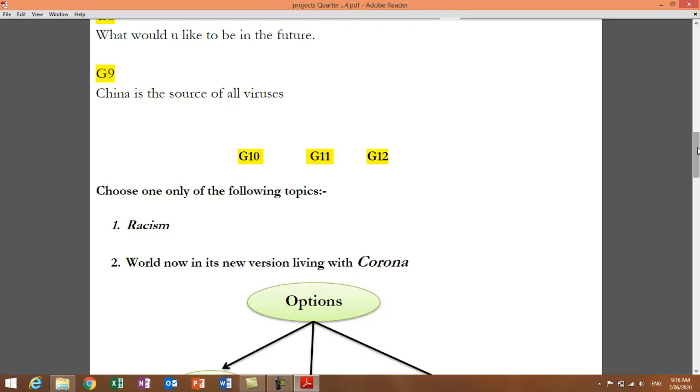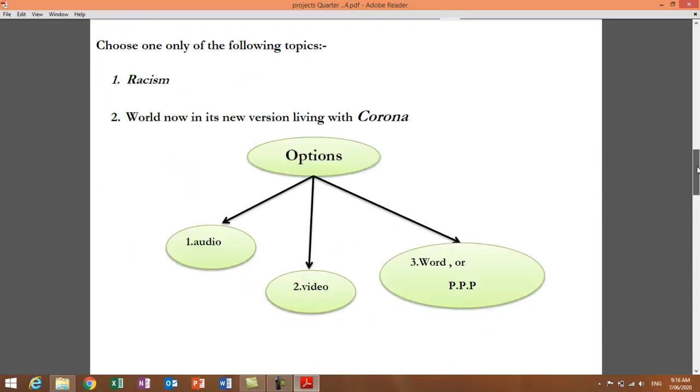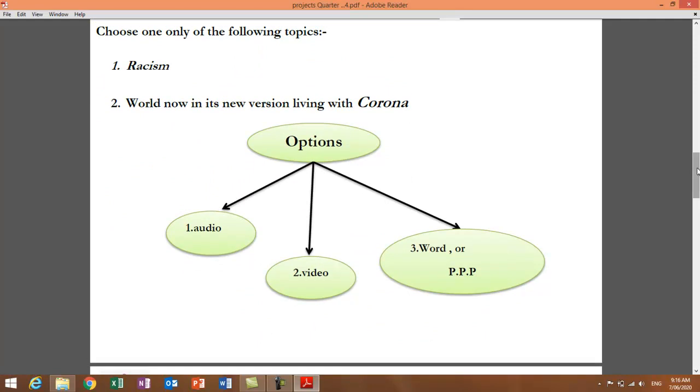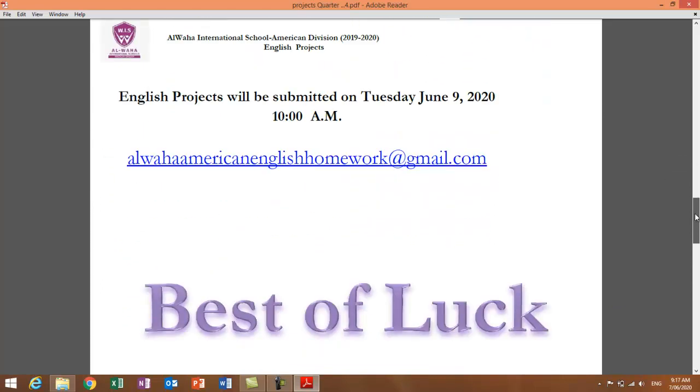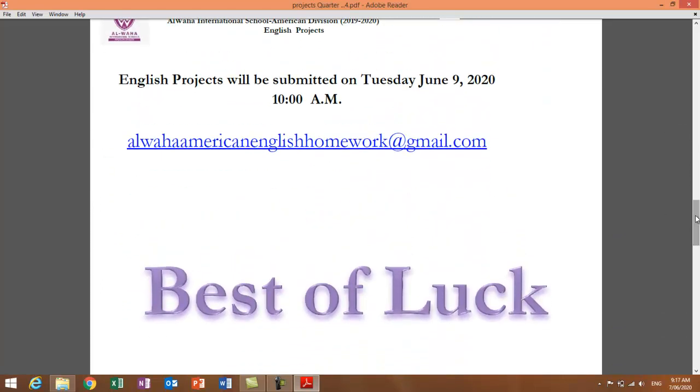As I said, for all the students, you have three options to complete your project. You can do it as an audio voice record, as a video, or choose the third option, which is a Word document or presentation. All the projects and the evaluation that you do, as you know today is Sunday, June 7, you will be submitting regarding the English by Tuesday, June 9, 2020. The maximum time for submission will be 10 o'clock a.m.